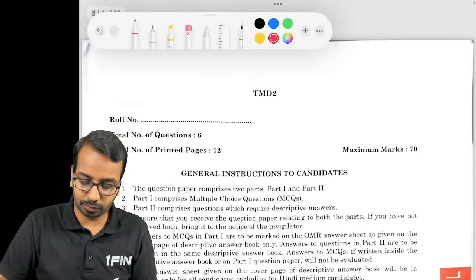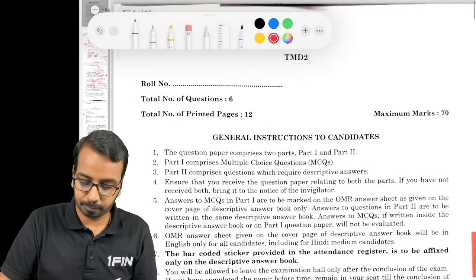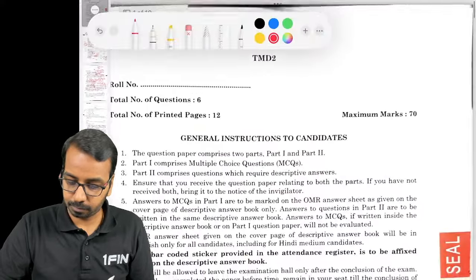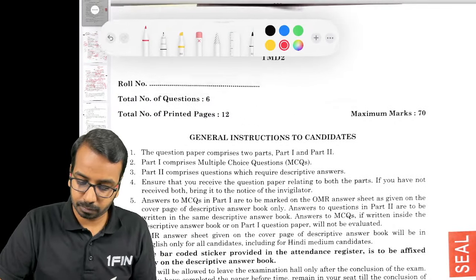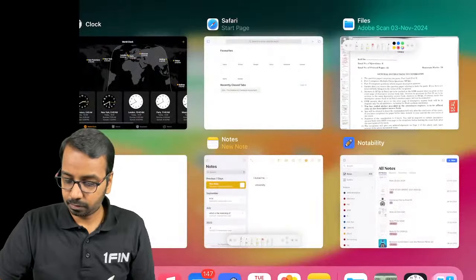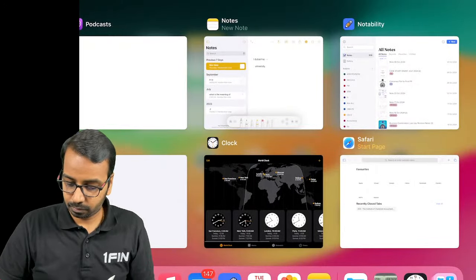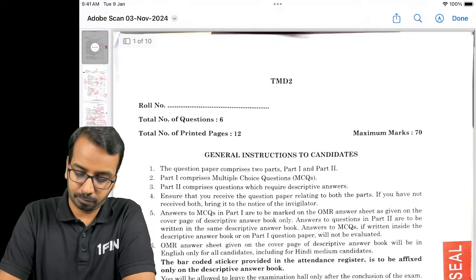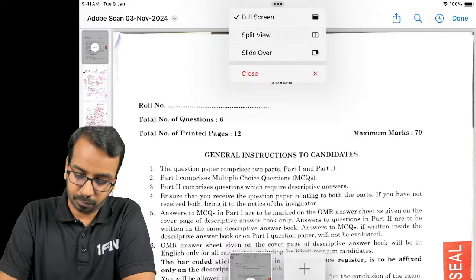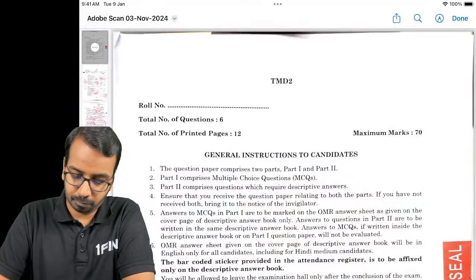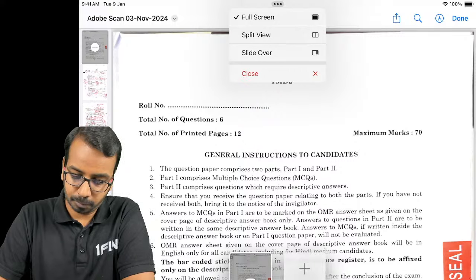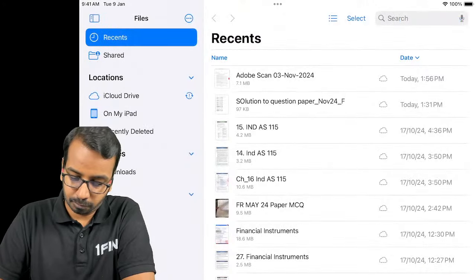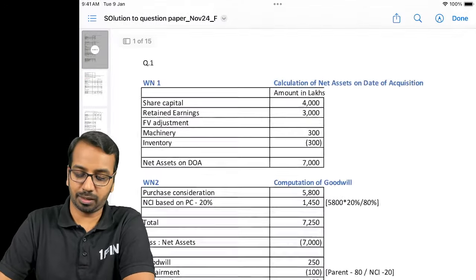I think some issue with this file, just a moment. Some issue with the file, just give me a moment. Some issue in extracting. Yeah.